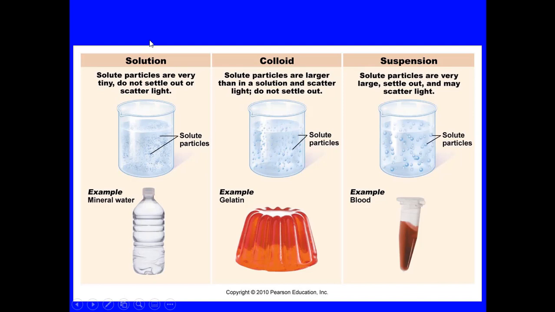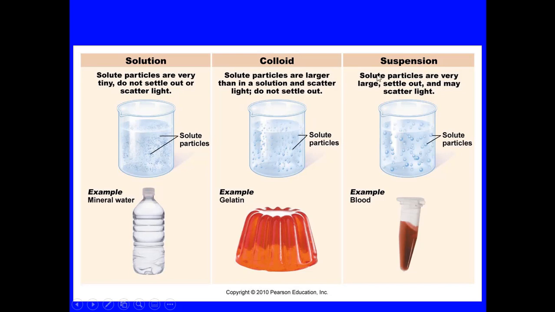Now, when I talk about different types of solutions, you need to be aware of the factors that we see in real life. For a solution, the solute particles are very tiny, and as a result, they're not going to settle out, and they're not going to scatter light. An example of that is mineral water. Some salts are in it, maybe some dissolved carbon dioxide, but it's pretty much transparent. A colloid has solute particles larger than in a solution, and they scatter light. They don't settle out. They use the example of gelatin. Here are the solute particles.